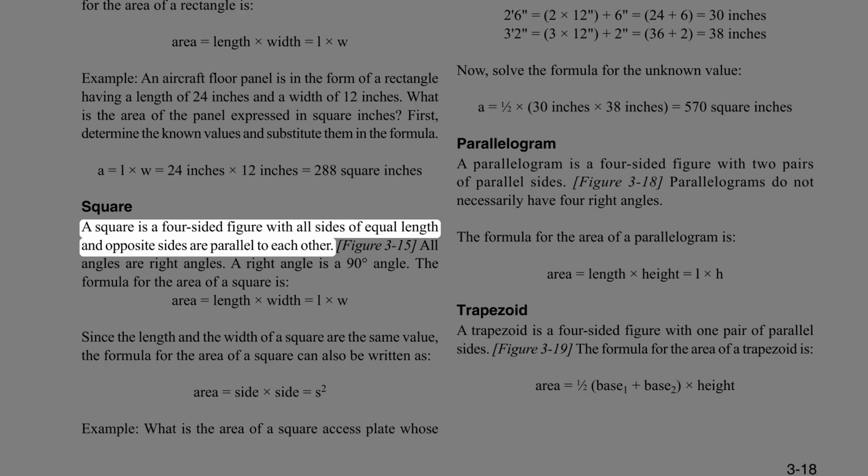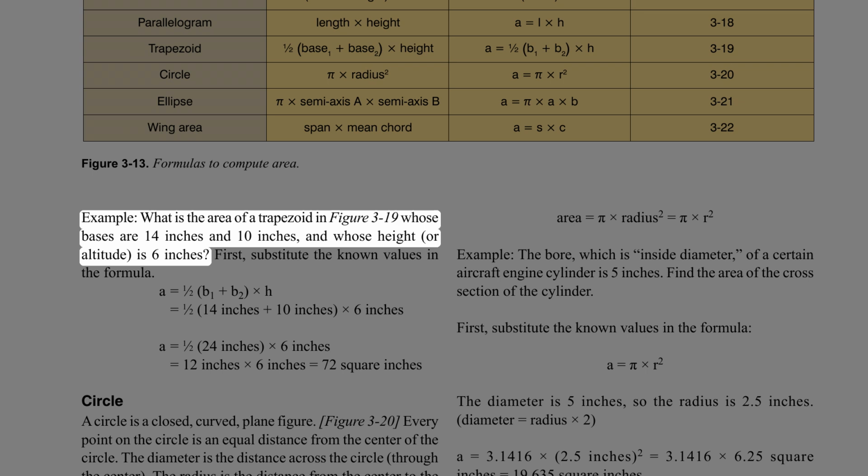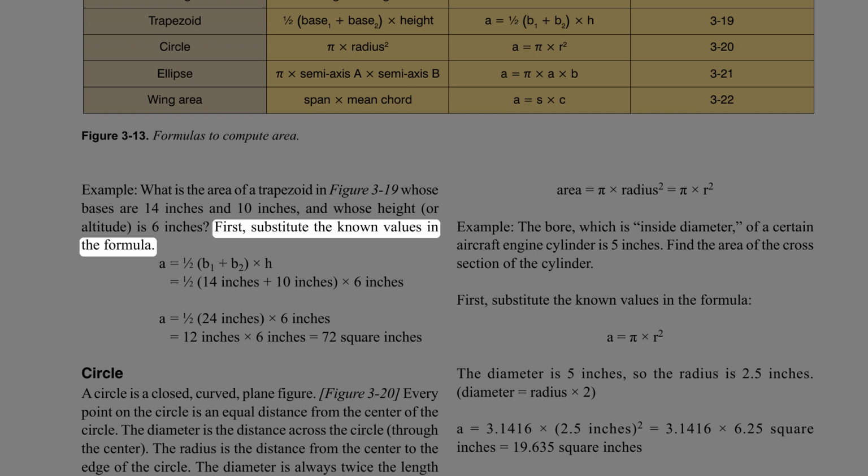Square. A square is a four-sided figure with all sides of equal length, and opposite sides are parallel to each other. Figure 3-15, all angles are right angles. Example: what is the area of a trapezoid in figure 3-19 whose bases are 14 inches and 10 inches, and whose height, or altitude, is 6 inches? First, substitute the known values in the formula.